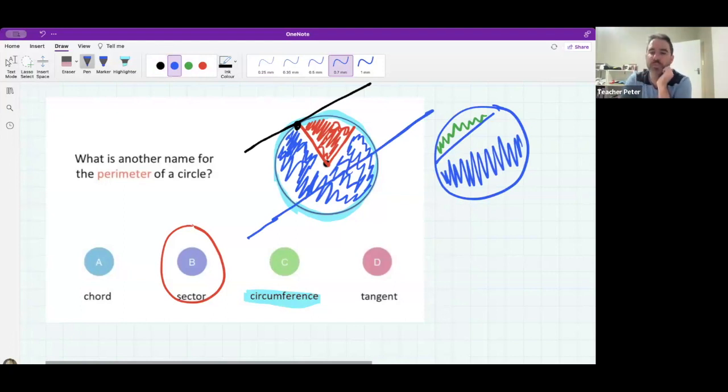It cuts the circle in two places. Bonus points if you get this one right. Or not a segment, but you're close. Tangent and then secant. So if this is called a tangent, if it cuts it in two places, it's called a secant. Yeah, perfect.